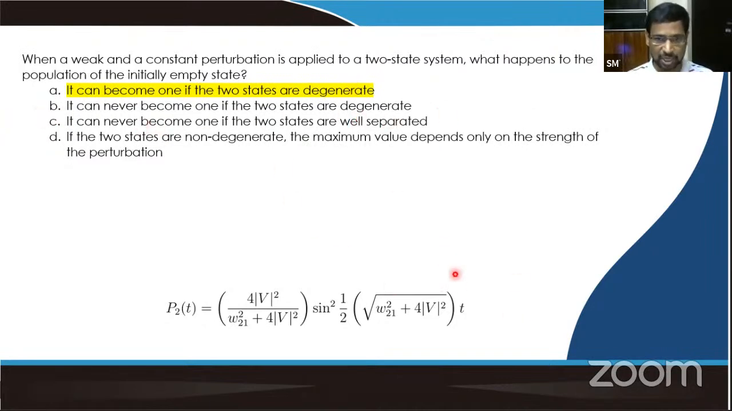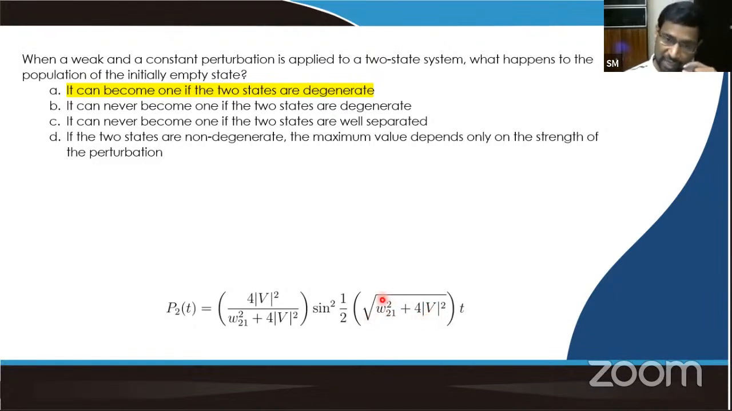But you cannot generalize, because if you consider a very strong perturbation, in that case, the system can completely go from state 1 to state 2. So that's a possibility. The fourth option is the two states are non-degenerate. The maximum value depends only on the strength of the perturbation. If the two states are non-degenerate, then there are two quantities in this. One is the energy difference between the two states, and the second is the strength of the perturbation. So the population of the final state will depend on both.